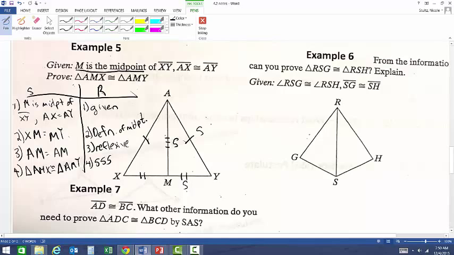Keep in mind that the ordering of your letters has to match up. So AMX matches up with AMY. You can't switch this around. Plus, you can also see it up here. This is what you were asked to prove. So that should always be your last step. So why switch the order of the letters around if I gave you the correct order in the first place?